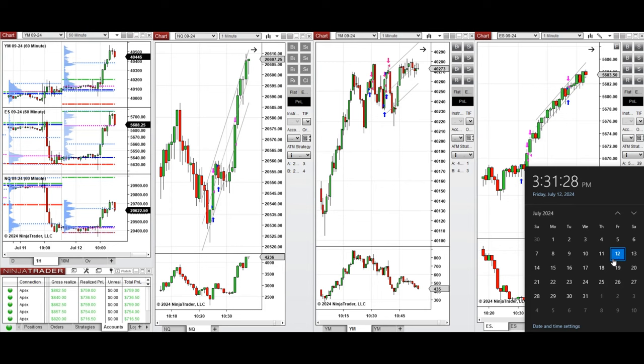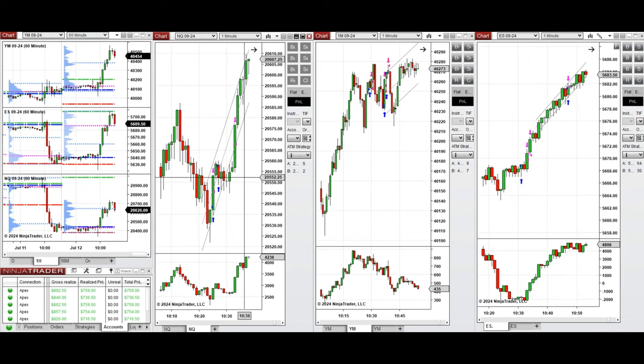Hello everyone, I'd like to share with you the trade that I have taken today on Friday, 12th of July 2024. These trades were taken on Nasdaq, Dow Jones and S&P 500 futures.